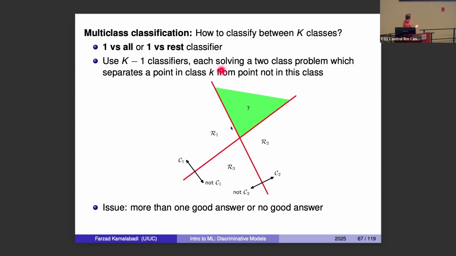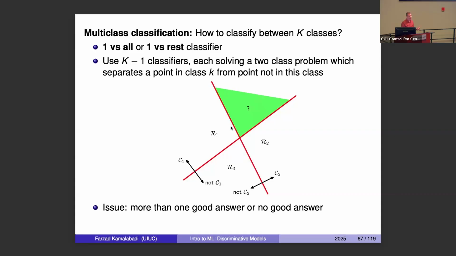What does that mean? If you look at the classes here, this line will decide if this is class 1, which means that everything on the other side of the line is not class 1, so it could be class 2 or 3. The same thing over here: it's not class 2, and we declare that this is not class 2, not class 1, therefore class 3. Okay, but what happens in this region?